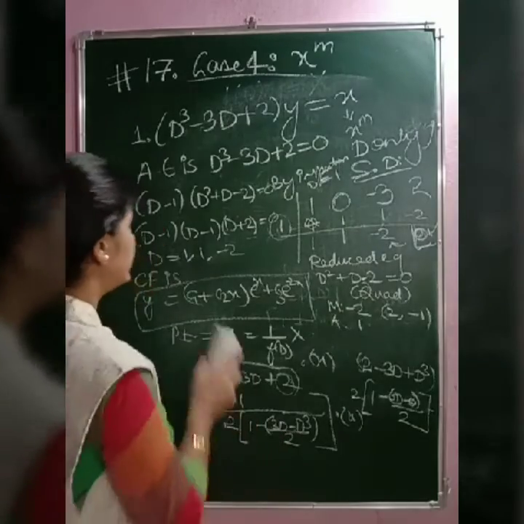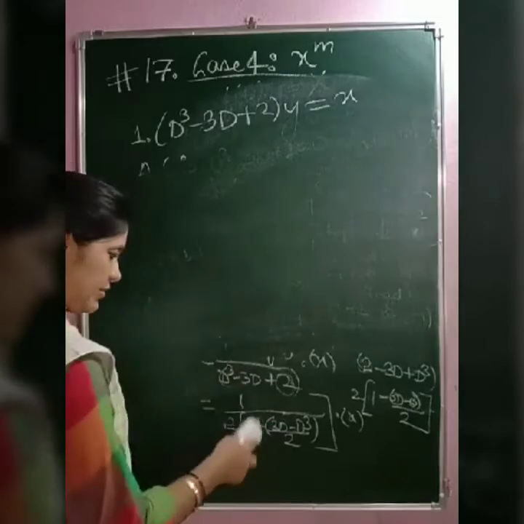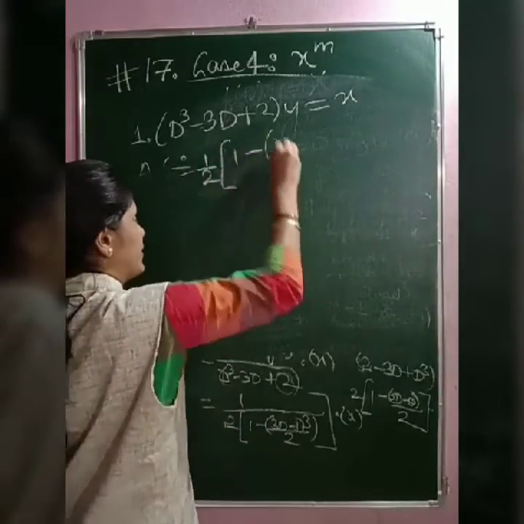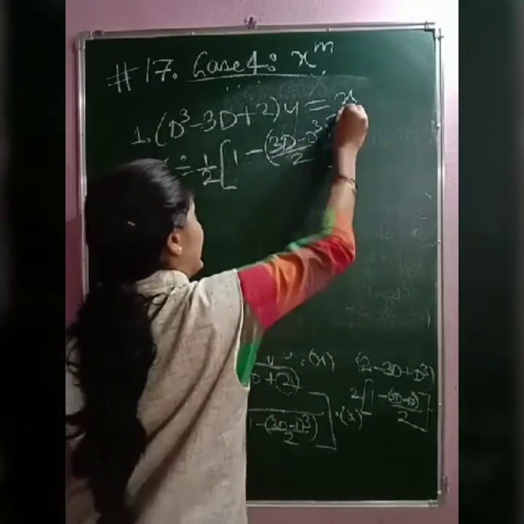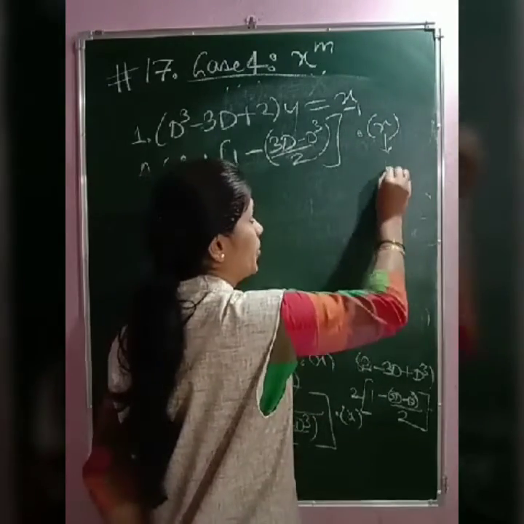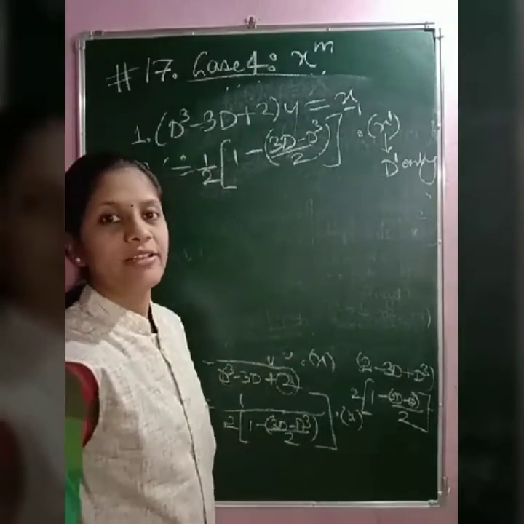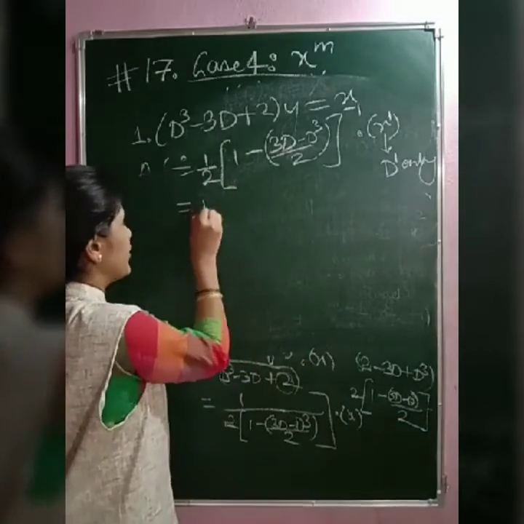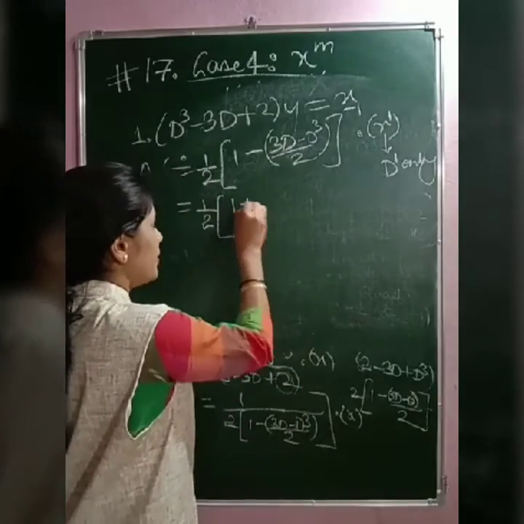Now let us continue this. So this is nothing but 1 by 2 as it is, and the inverse of 1 minus 3d minus d cube whole by 2, of x. So we have to expand up to d raised to 1 only, because x power 1 is there, right? From d square onwards it is going to be 0. So this is nothing but 1 by 2 as it is. Firstly, what is this? 1 minus x inverse, 1 plus x.